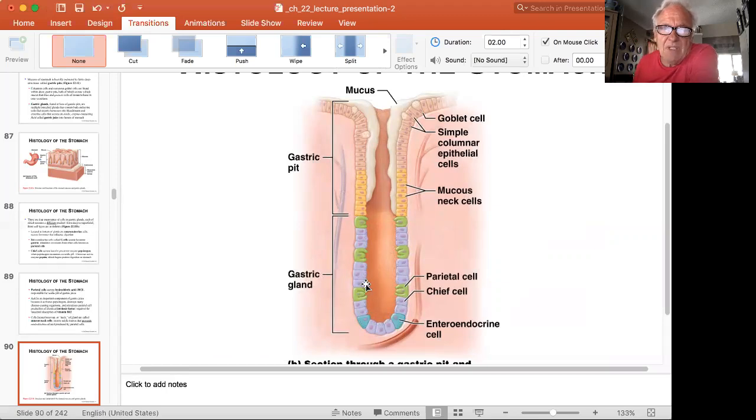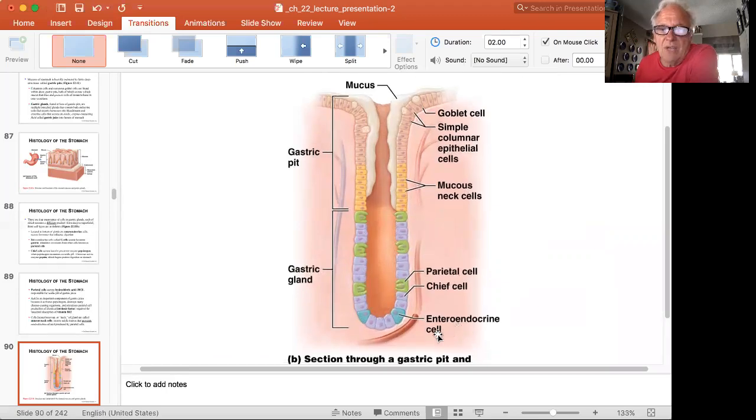Now the gastric gland contains the enteroendocrine cells. Entero means within, and endocrine means it's going to secrete something into the bloodstream. And then you have the parietal cells and the chief cells. These are all part of the gastric gland: the enteroendocrine cells, the parietal cells, and the chief cells.